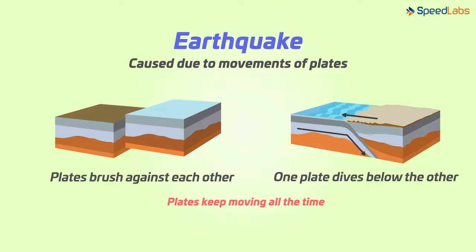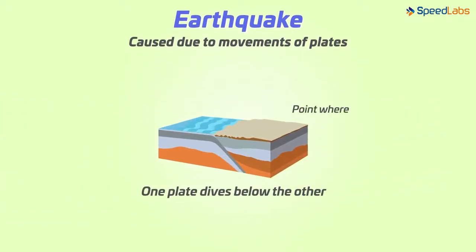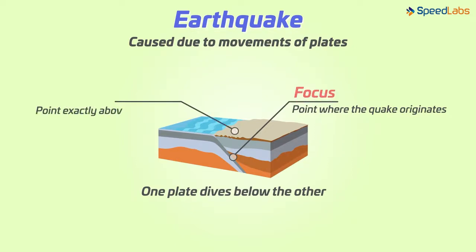Well, the basic reason is that the movements of these plates are very mild. Thus, very weak waves are produced. However, if the movement of plates is very aggressive, then it may lead to strong waves generated from the point where the plates collide or slide past each other. These strong waves result in severe movement or shakes. The point where the quake originates in the Earth's crust is called the focus. And the point on the Earth's surface exactly above the focus is called the epicenter.